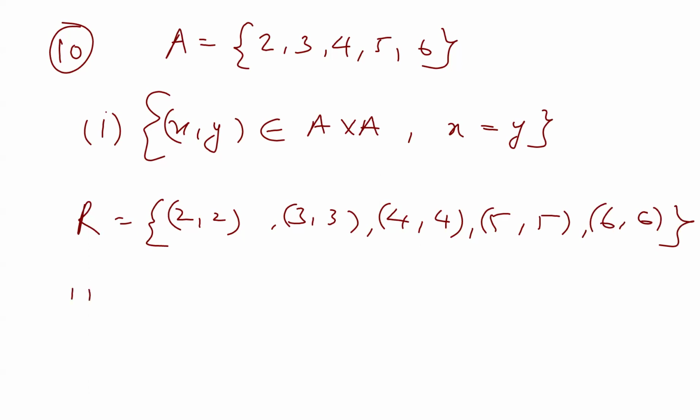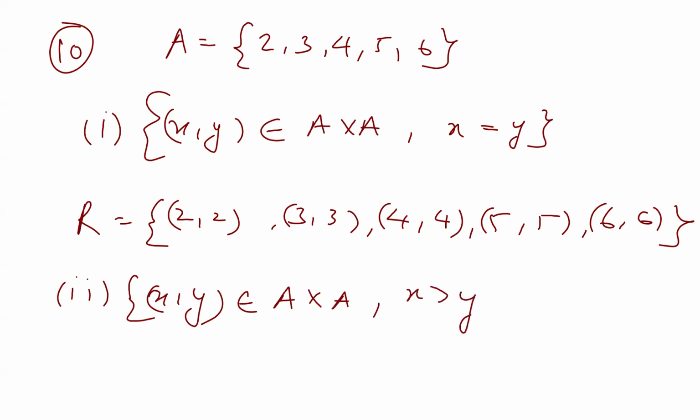Second one, (x, y) belongs to A cross A such that x is greater than y, and x upon y should not be a whole number. First component should be greater than the second component. Is 2 greater than anything? No. Is 3 greater than anything? Yes, 3 is greater than 2. So (3, 2).